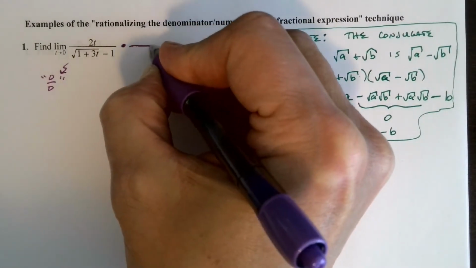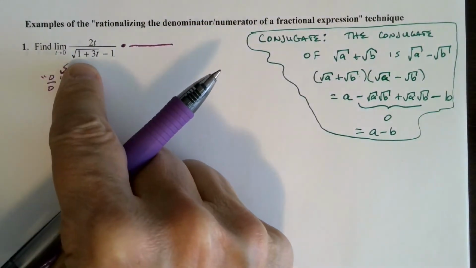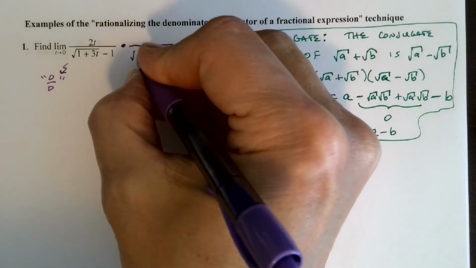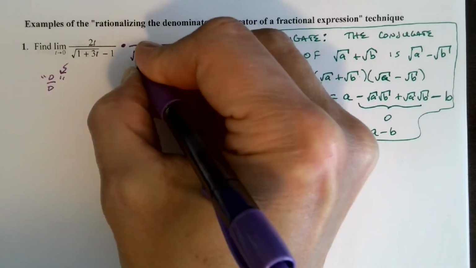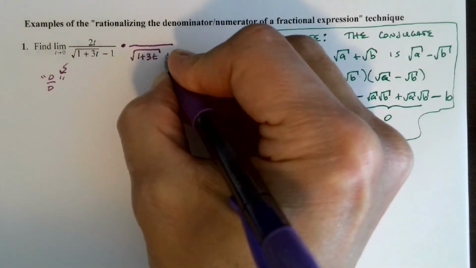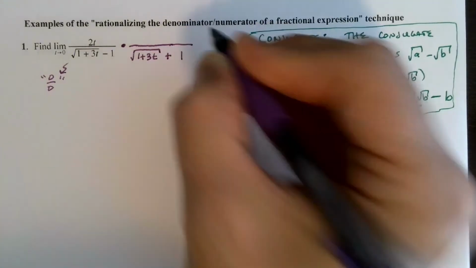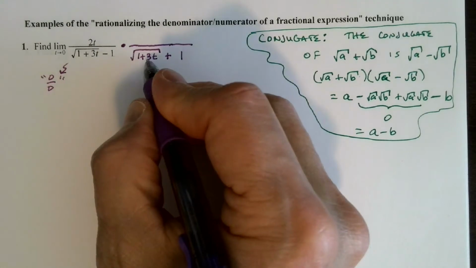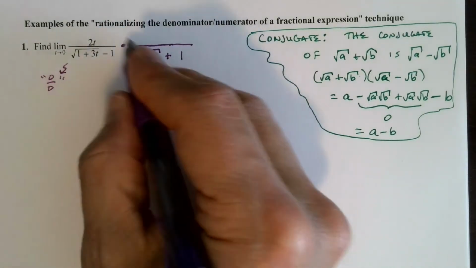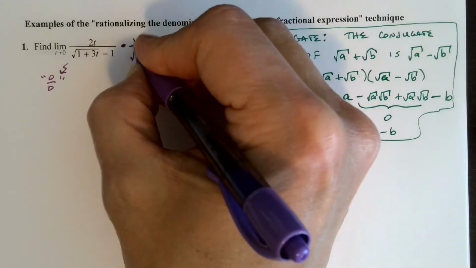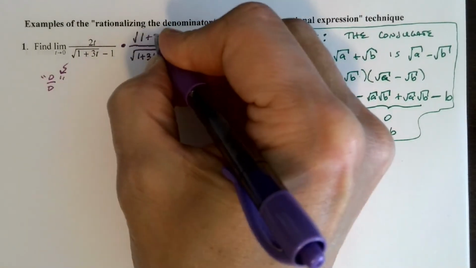So what's the conjugate of the square root of 1 plus 3t minus 1? Well, it's the square root of 1 plus 3t. That doesn't change. But change this minus to what? To a positive 1, plus 1. Okay. Now, whatever I do to the bottom, I can't just multiply the bottom by something. I have to multiply what? The top by it as well, because why? I can't change the expression.